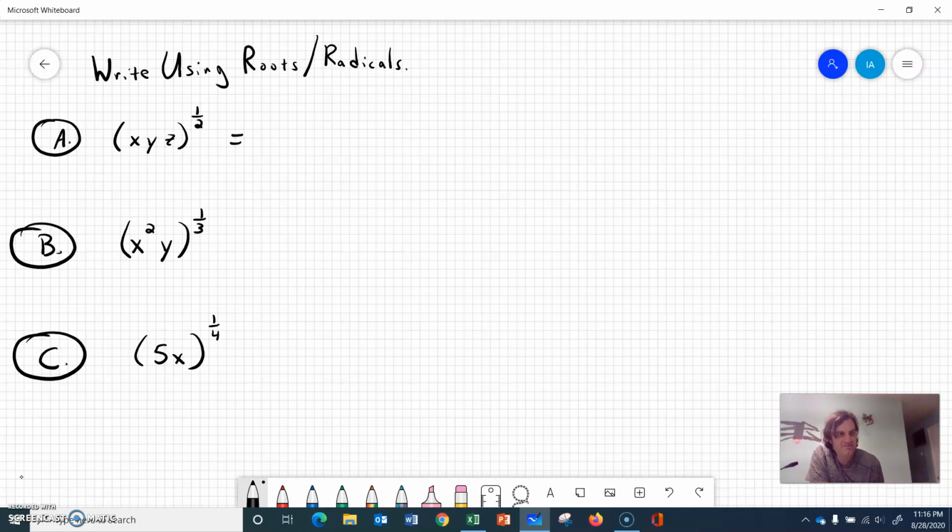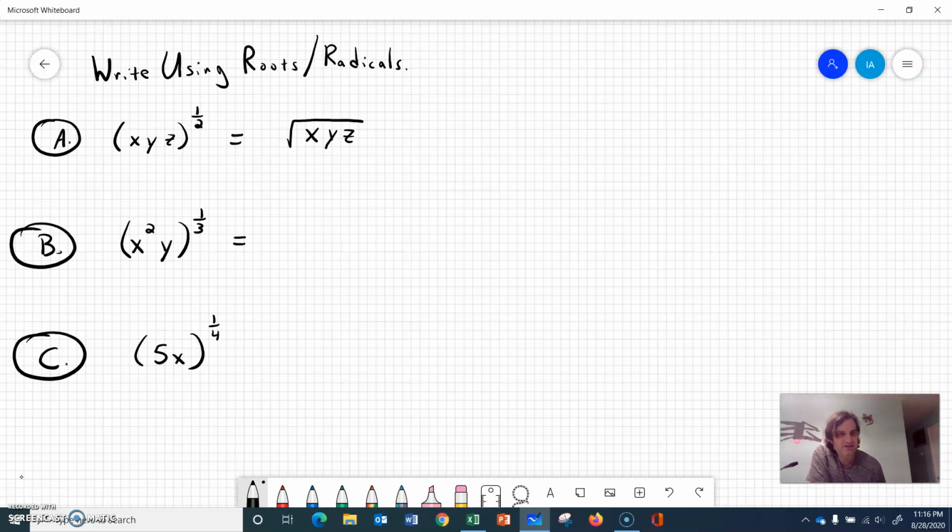Well, if we understand what that means, the whole quantity to the power of 1. So we can just write xyz, and that would be to the first power, and we don't really have to put anything with it. But then the denominator of 2 in the exponent means it's a root, a square root. And we can put the 2 in with the square root notation if we like, or leave it out since it's a square root. So the square root of xyz.